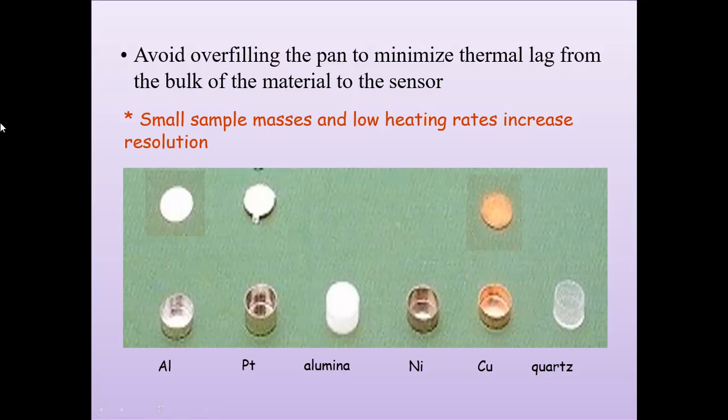Small sample masses and low heating rates increase the resolution, which means your final graph resolution can be enhanced, and your visibility will be good when your sample is small and heating rates are low. The sample pans are made up of different materials like aluminum, platinum, alumina, nickel, copper, quartz. You might have seen the sample cells in UV. Like that, here also you have sample pans.